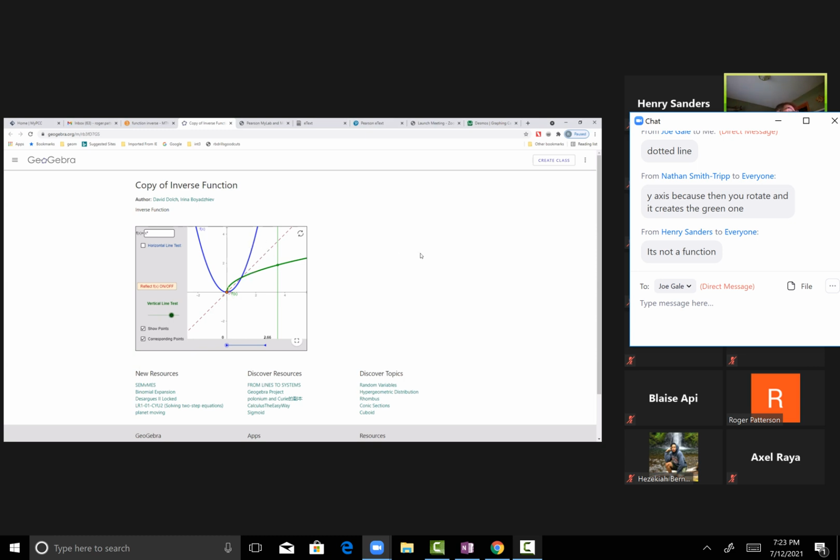So I'm taking the domain of the blue one and I'm changing it. We call that restricting the domain. So that's a lot about inverses, but we're going to come back to this graph here in a little bit. So I'm going to stop this share.